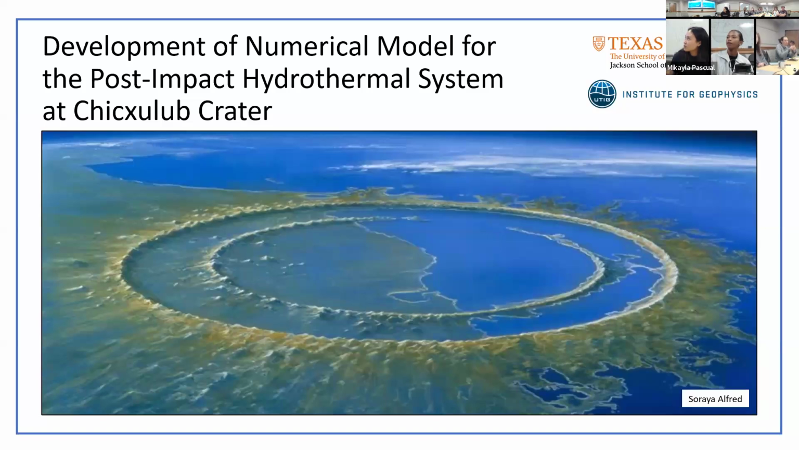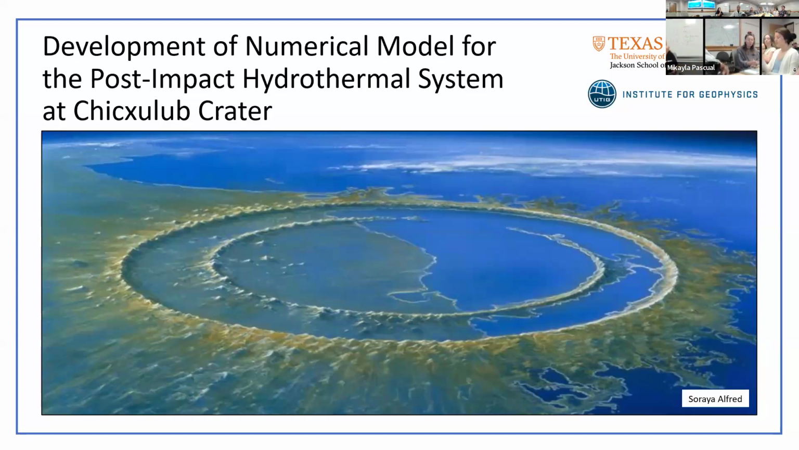So I guess a quick introduction for Soraya before she starts. Soraya is a second-year master's student, hopefully manifesting PhD soon, at UTIG, working on modeling the post-impact hydrothermal system at Chicxulub crater by exploring factors that can affect its lifetime. The mechanisms driving the system have implications for understanding the rebound of life after the impact and can allow us to make inferences on similar habitat-inducing systems on early Earth and other planetary bodies. So with that, let's welcome Soraya.